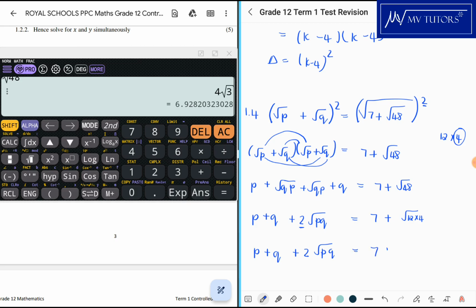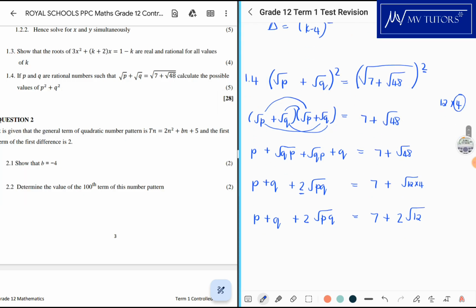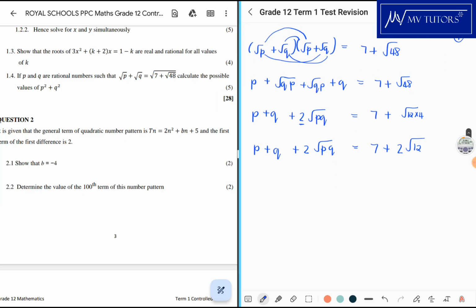So I have 7 plus 2 root 12. And you can check, if I have 2 root 12, it's going to be the same as 4 root 3. Okay. Why am I doing that? This calculation can get very tricky. If I decided I'm going to square, I was going to get a very messy answer. It's going to take me a long time.